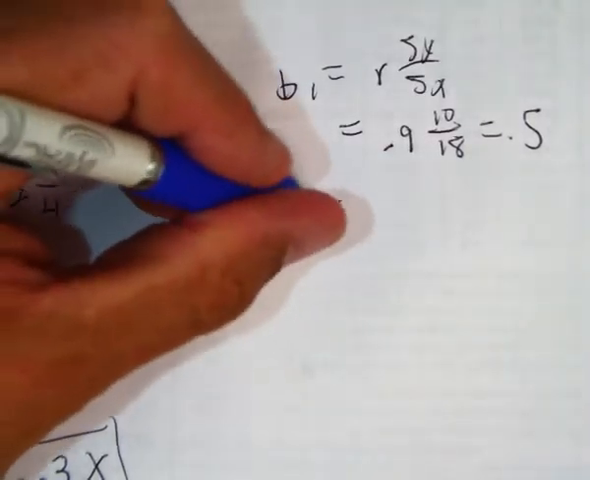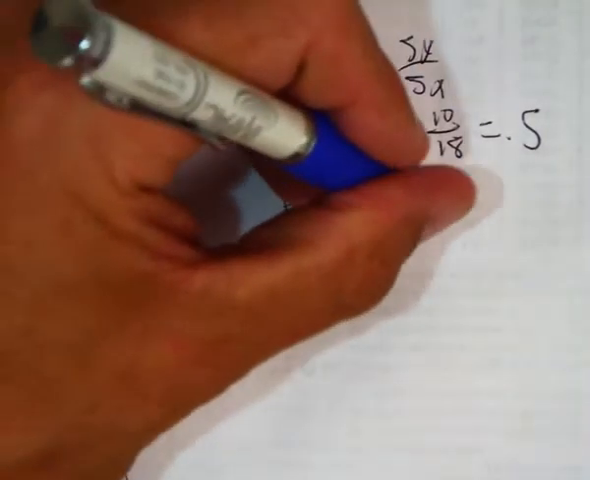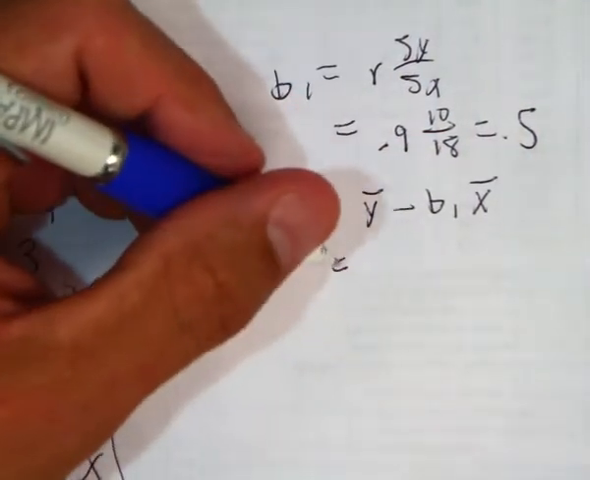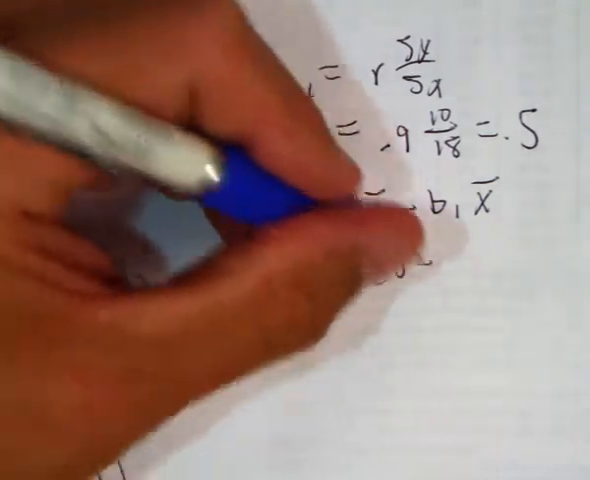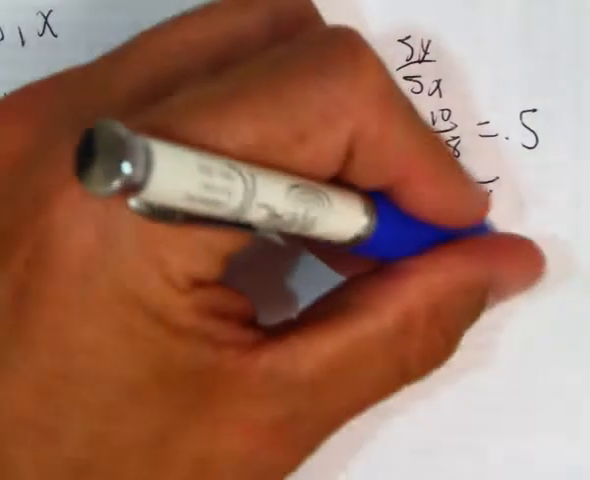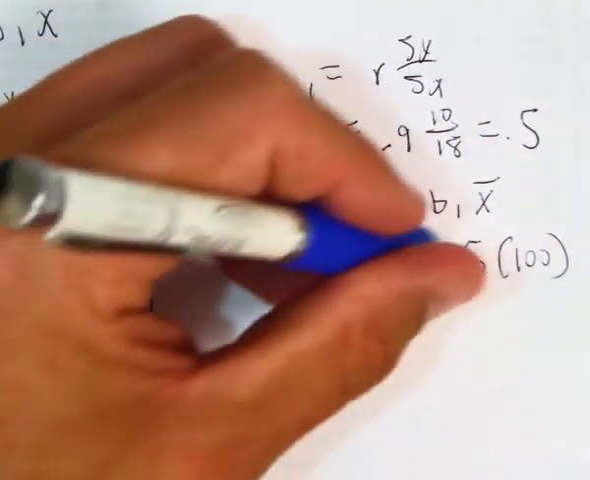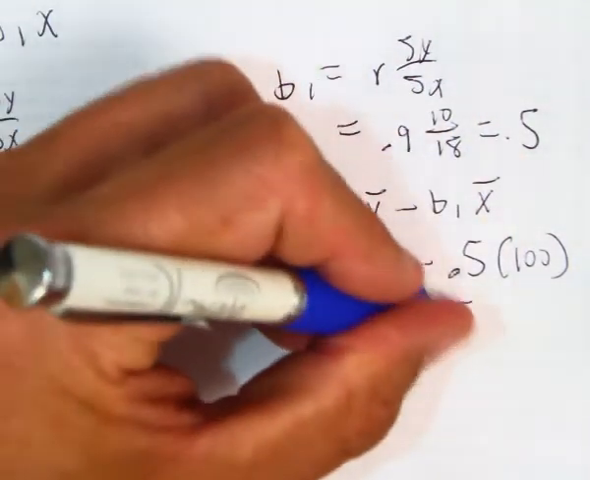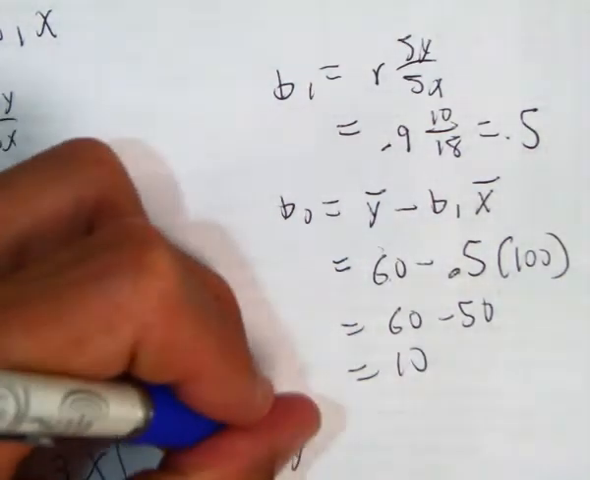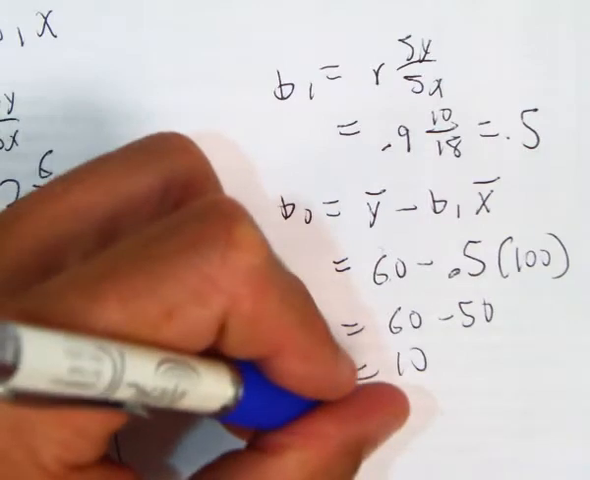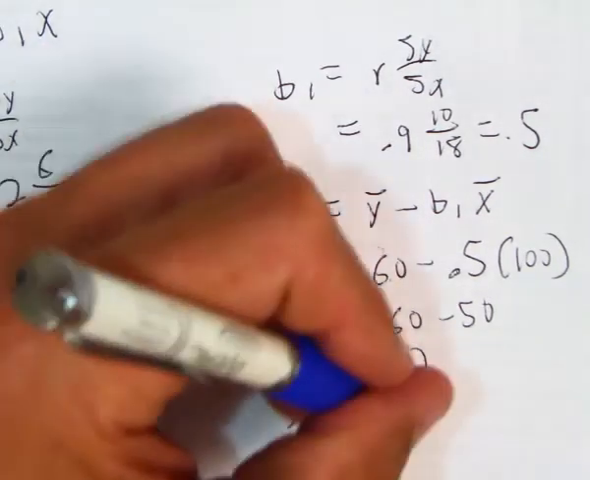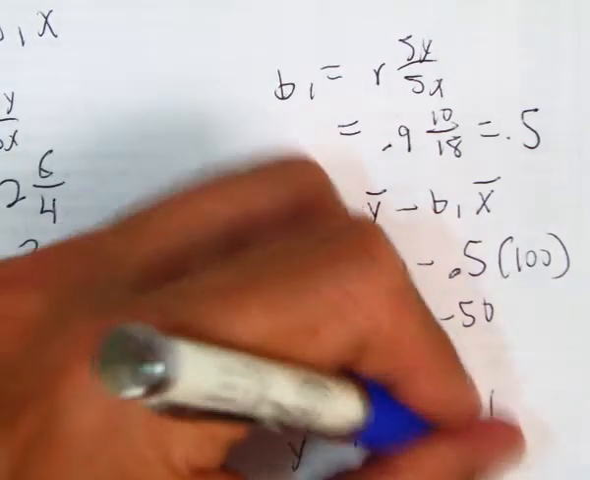And b sub 0 equals y bar minus b sub 1 times x bar. So we know that y bar is 60, b sub 1 is 0.5, and x bar is 100. So 60 minus a half of 100 is 50, which is 10. So our equation is predicted y equals 10 b sub 0 plus 0.5 x.